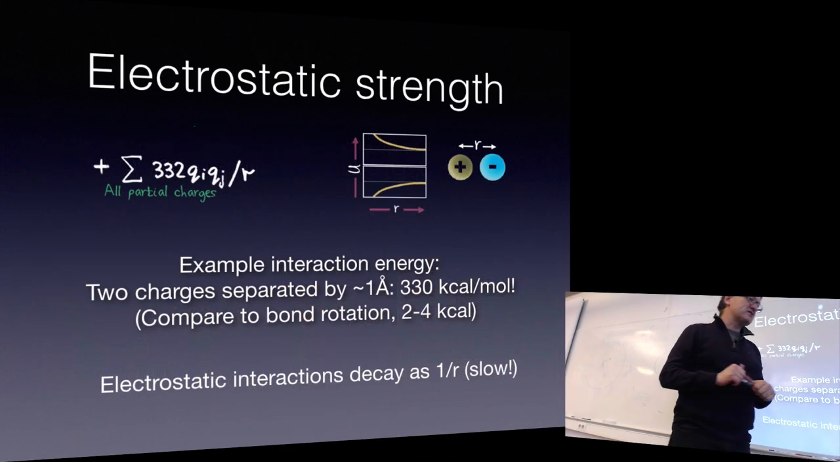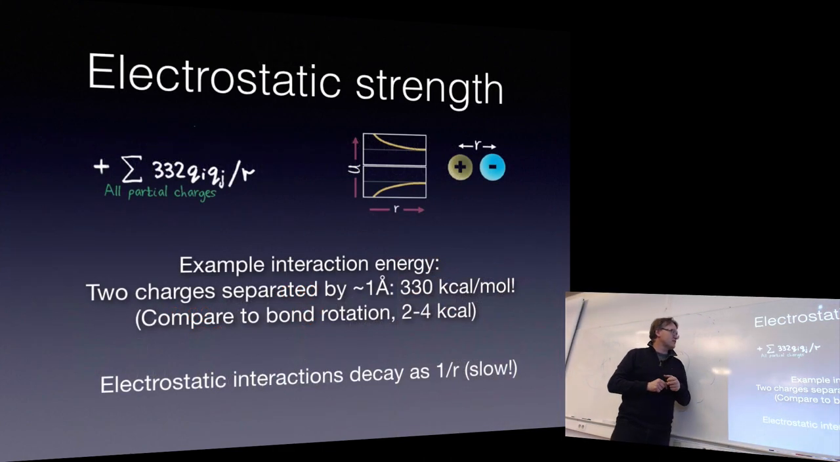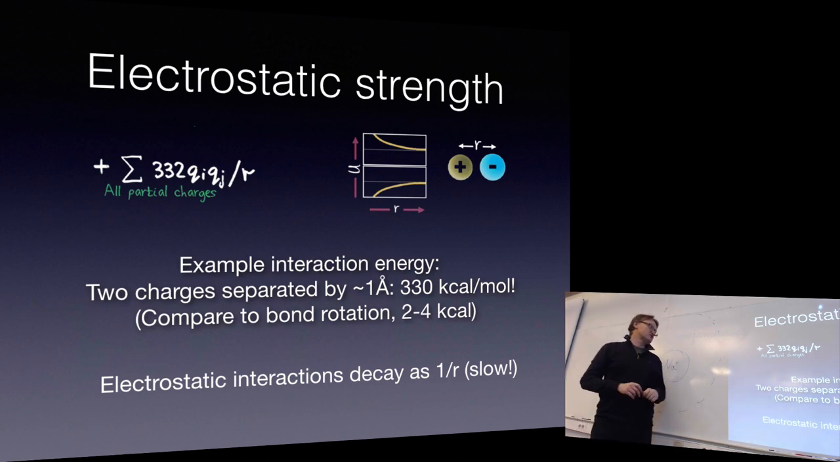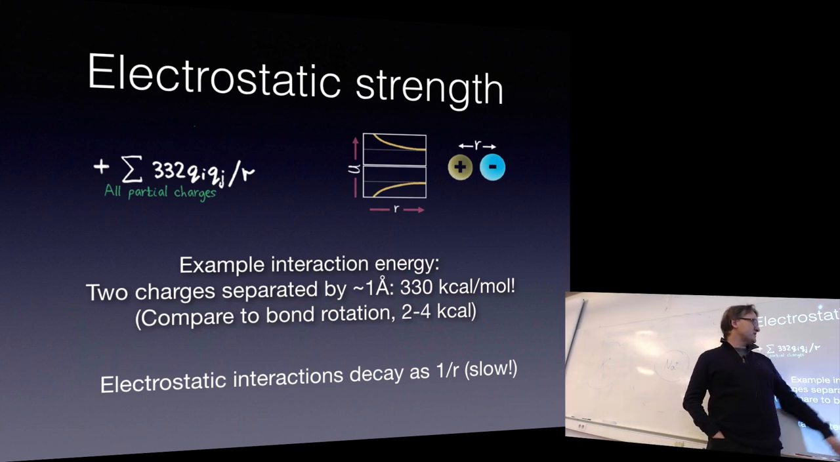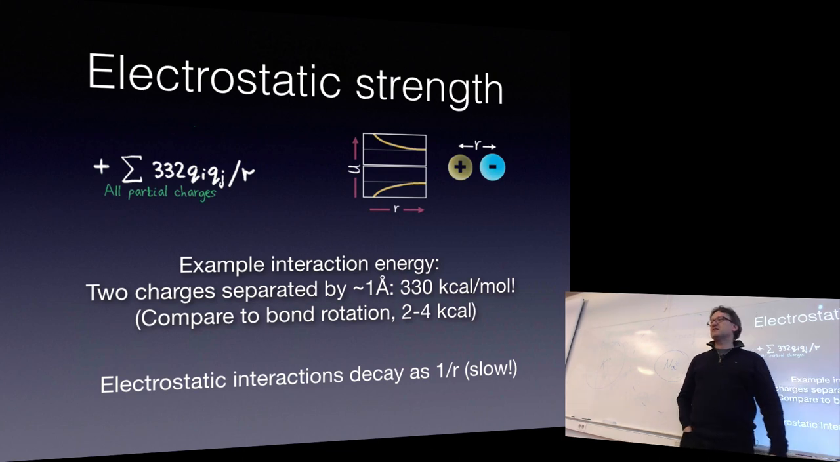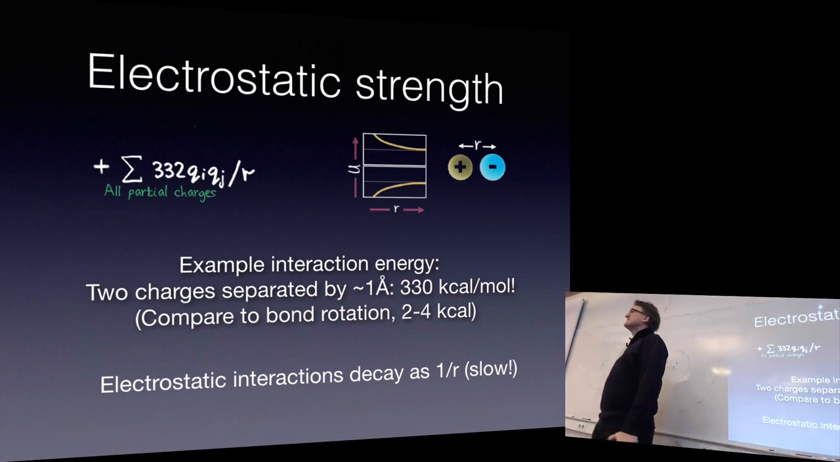I mentioned that electrostatics was important. The reason why electrostatics was important and why we're going to come back to it is that it's a super strong interaction. If I take two charges here and separate them by one angstrom, that is a bit extreme, but you're talking about 300 kilocalories per mole. It's an insanely strong interaction. So electrostatics tends to determine lots of things. If you have large charges in proteins, they're likely not random.